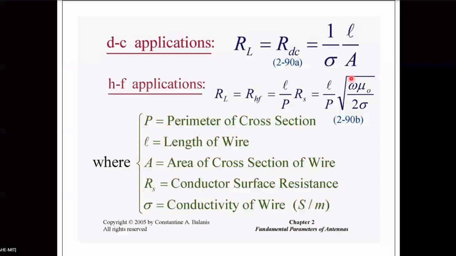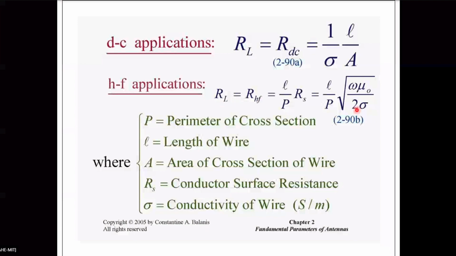I'm not going to give the proof of this. It involves the perimeter of the cross section, since current resides on the surface of the conductor. You can find out. You have the formula for depth of penetration of wave in a conductor. Using that equation, you can arrive at RL, the high frequency resistance.